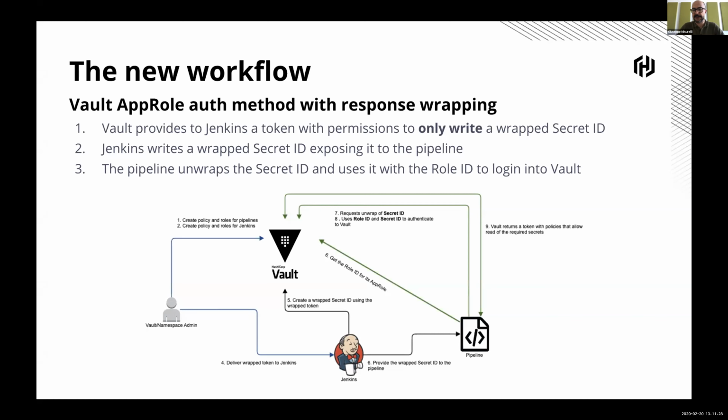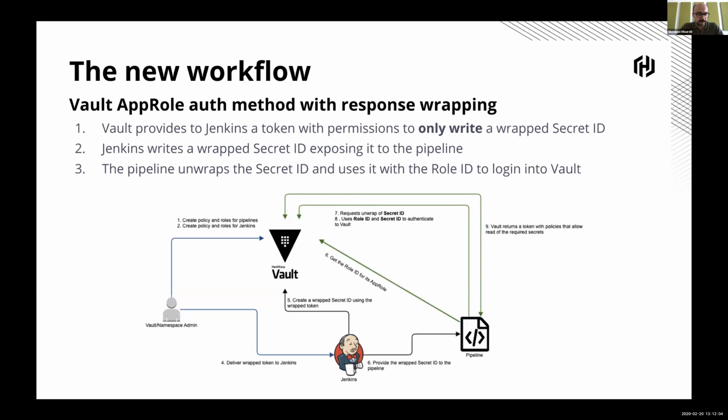Once the wrapped secret ID has been created and passed to the Jenkins pipeline, to the Jenkins node, the Jenkins writes a wrapped secret ID, exposing it to the pipeline. So it's the Jenkins that can write this wrapping token. And the last step is on the pipeline that simply has to unwrap the secret ID.